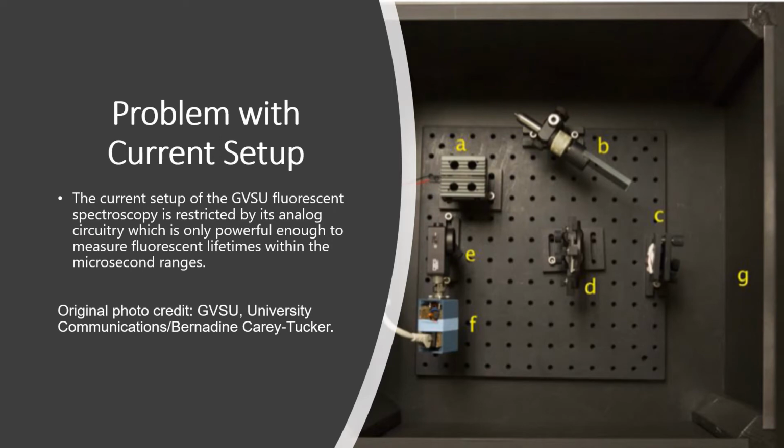This fluorescent lifetime is currently being measured by GVSU students using a fluorescent spectroscopy experiment. Now, what's the problem with this experiment, you ask? Well, the current setup of the GVSU fluorescent spectroscopy experiment is restricted by its analog circuitry, which is only powerful enough to measure fluorescent lifetimes within the microsecond range. Now, this may seem very small, but there are a lot of fluorescent lifetimes that go into the nanosecond and even the picosecond range.